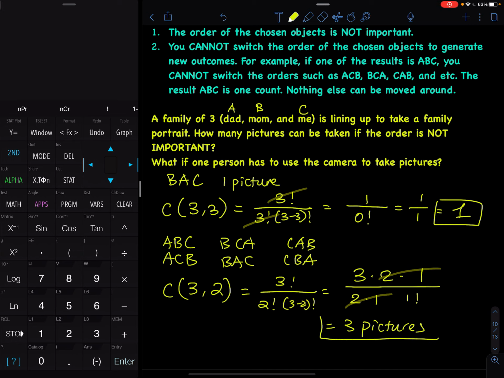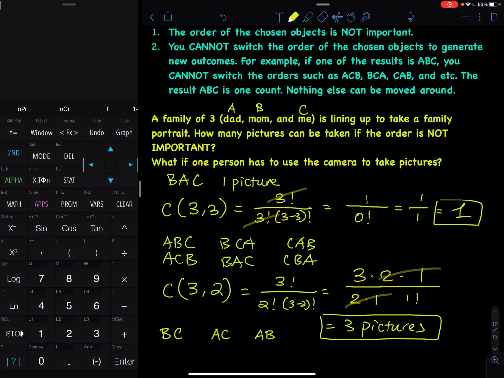If one person has to hold the camera, so let's say my dad is holding the camera, then I can do me, mom, and me. That's it. Do not switch B and C. So let's say mom is holding the camera, then that will be dad and me in the picture. So let's say I am holding the camera, then my dad and mom will be in the picture.